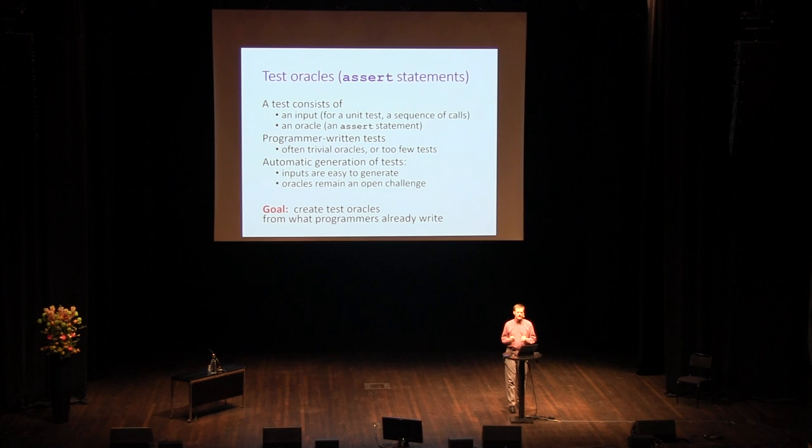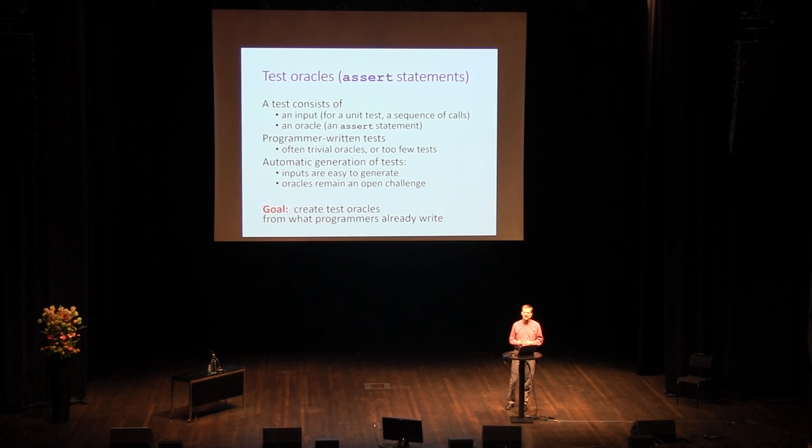As background, recall that a test consists of two parts. It consists of an input and an oracle. A lot of people, when they think of a test, they just think of the input. For a unit test, an input would be a sequence of method calls. For a system test, it might just be an input file. And then an oracle is a Boolean condition that tells you, did your test succeed or not? Maybe it's the exact output file that should be produced. Maybe it's an assert statement.